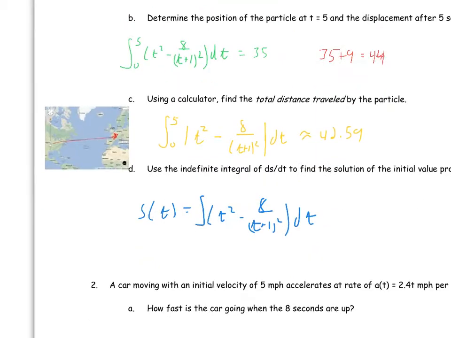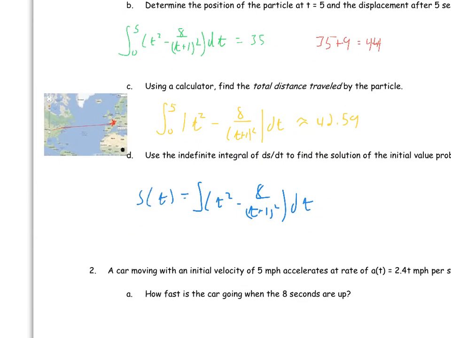dt. And so find the antiderivative, and you get, again, the same antiderivative you've already found. t cubed over 3 plus 8 times (t plus 1) to the negative 1. I'm going to write it that way this time for no reason in particular. And then plus c. Plug in your initial condition, which is when t is 0, s of t is 9.